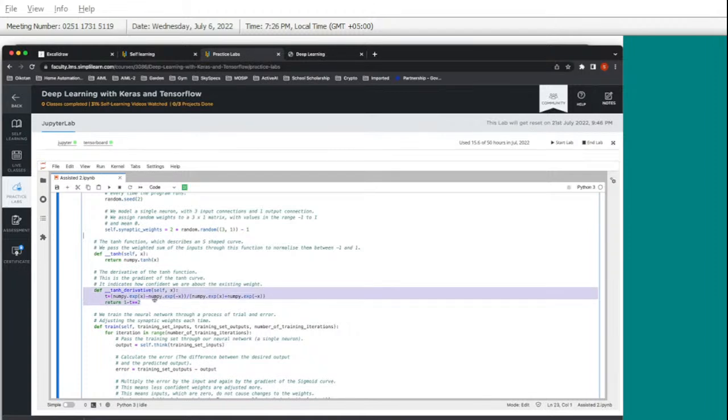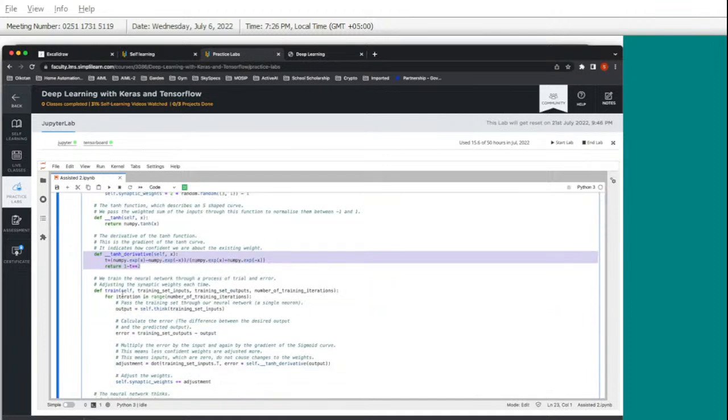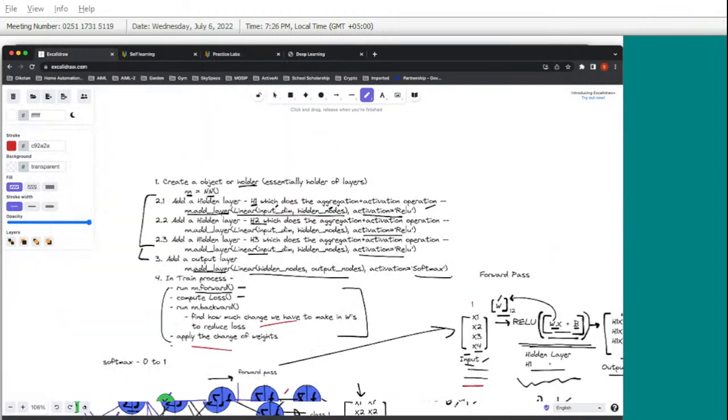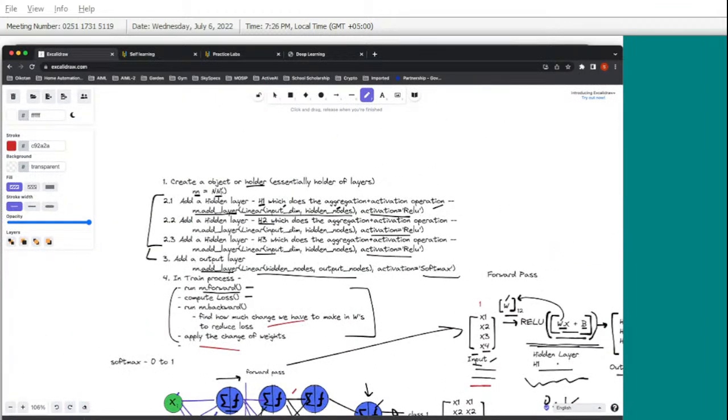Okay, so that's fairly simple. Now let's go to train. What does train look like? Train is exactly like this. Okay, what do we know? How do we train? We should be able to add a layer.